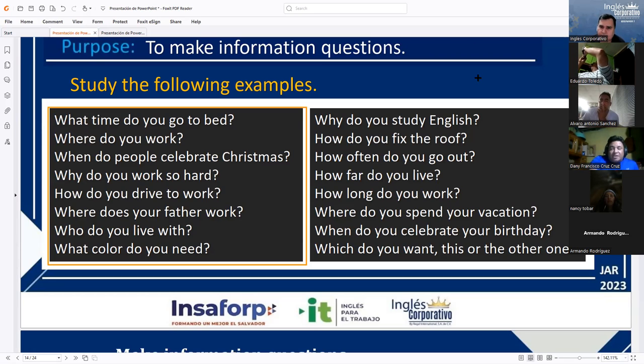Why do you study English? How do you fix the roof? How often do you go out? How far do you live? How long do you work? Where do you spend your vacation? When do you celebrate your birthday? Which do you want, this or the other one? Excellent. Very good. You remember. Happy birthday to you.